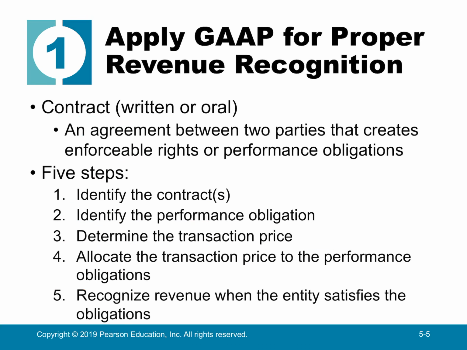First of all, we have to understand what a contract is, and you'll go more into detail on this in business law class. But you can have a contract that is written or that is oral. This is an agreement between 2 parties, and it creates enforceable rights or performance obligations, okay? When you're doing revenue recognition, there's 5 steps that should be followed. Again, we don't go super deep in this, but just understand that this is a very broad and deep topic.